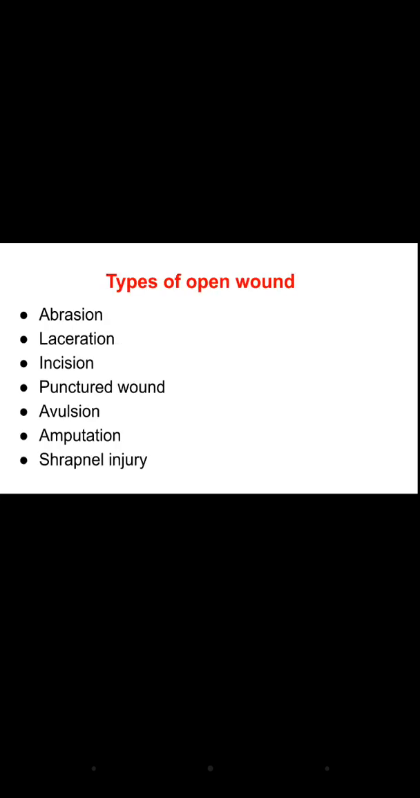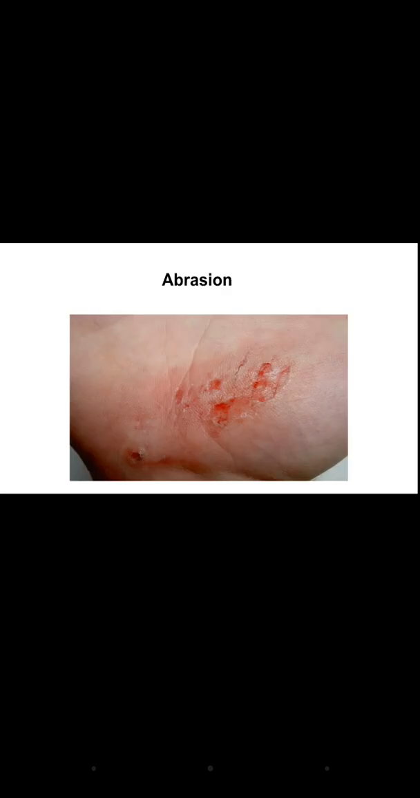Now, what are the types of open wound? We have 7 types of open wound. First is abrasion, then laceration, incision, punctured wound, avulsion, amputation, and shrapnel injury. Abrasion. This is the image showing abrasion. It is also called road rash, scrape, or rug burn. There is a scraping of skin and there is little or no blood loss, and abrasion causes pain also.